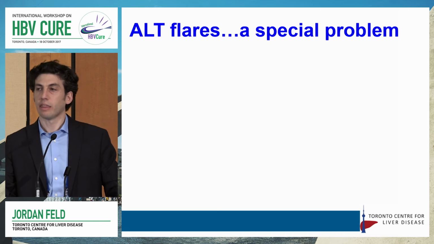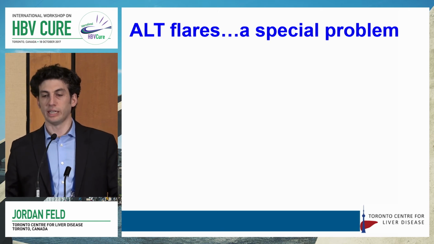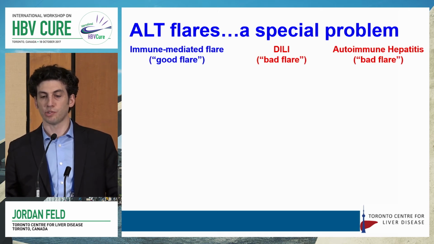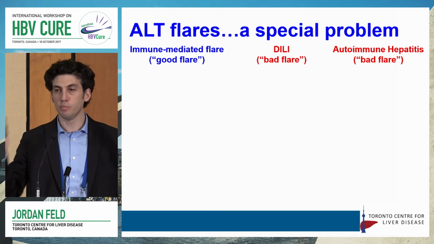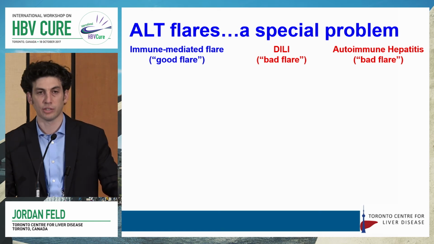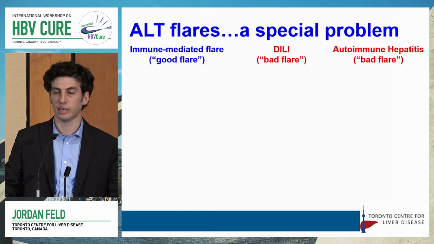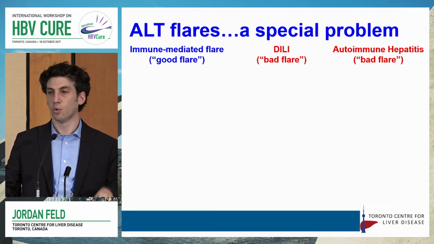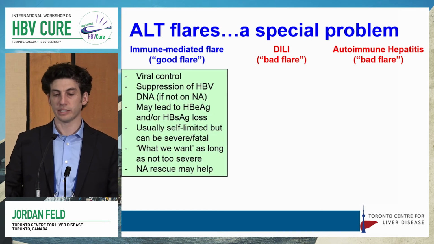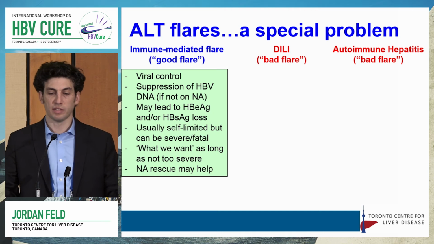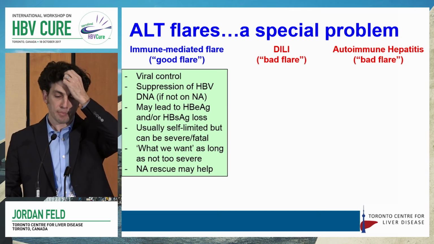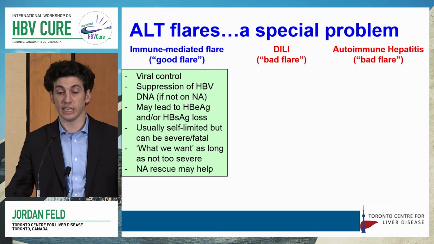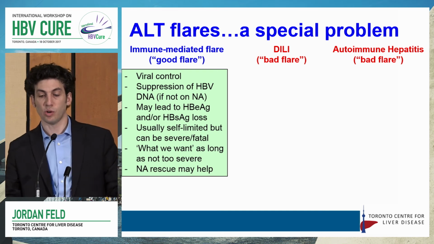So now if we think specifically about liver flares, because this is really a special problem, we have 3 potential kinds of flares. There's the immune-mediated flare, which might lead to viral clearance, and that's what we want, the good flare; drug-induced liver injury; or autoimmune-type hepatitis. So this immune-mediated flare, we think, is usually related to viral control, and this might lead to E or surface loss, so this is really what we want to see.